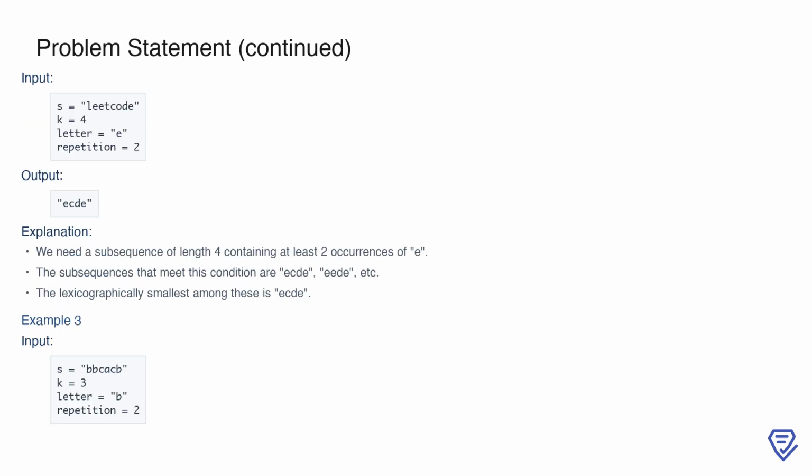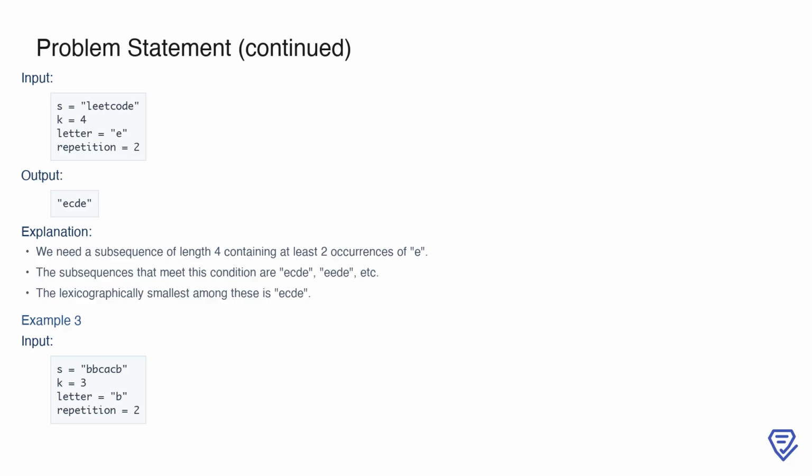Now, consider another example with S as leetcode, k is 4, letter is e, and repetition is 2. Here, the subsequence must be of length 4 and include the letter e at least twice. Valid subsequences that meet this requirement include ecde, eete, and others. Among these, the one that is lexicographically smallest is ecde, so that is the output.